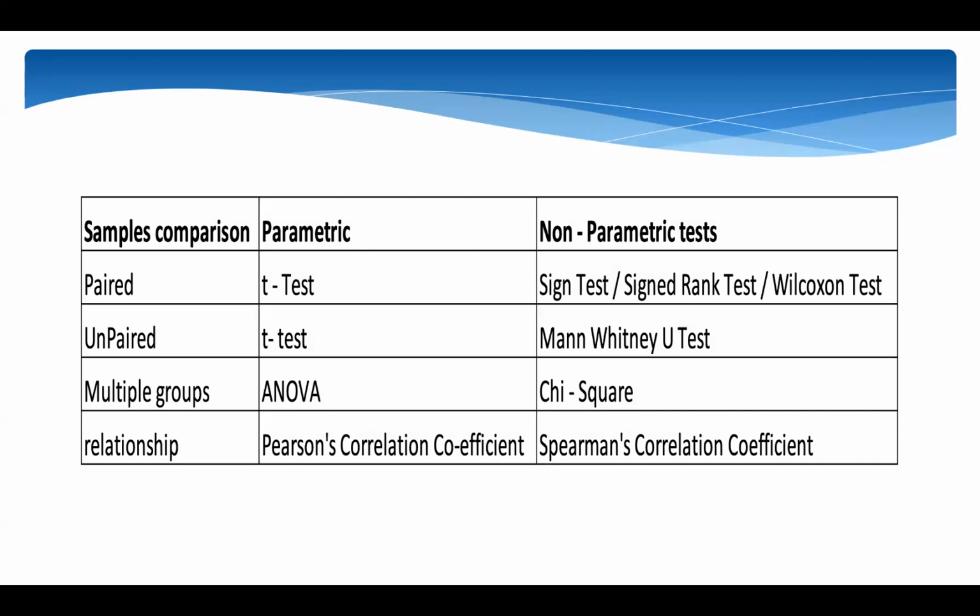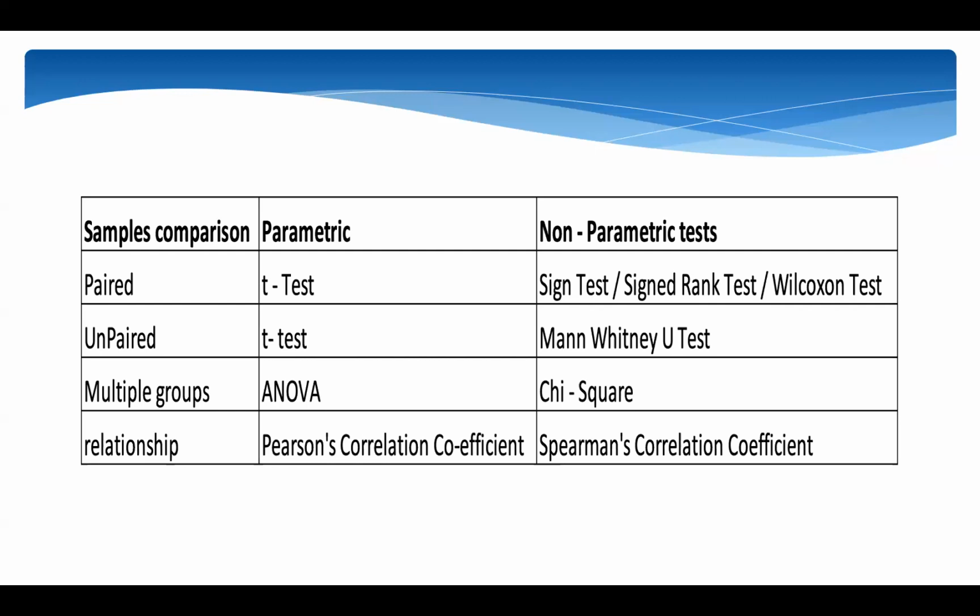Right. Okay, so now the samples are bifurcated into paired, unpaired, multiple groups, relationships like that. But for each of these types of sample, we have parametric and non-parametric tests. For paired or unpaired types of samples, we can use t-tests. And on the right side we have non-parametric tests which are relevant to the same data.